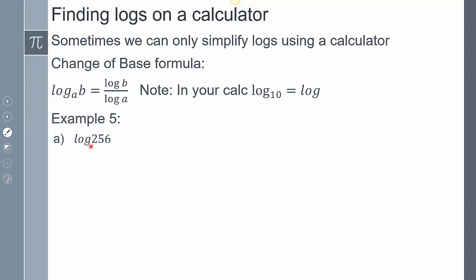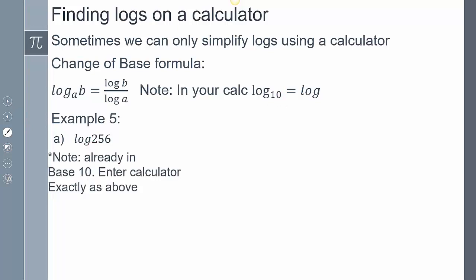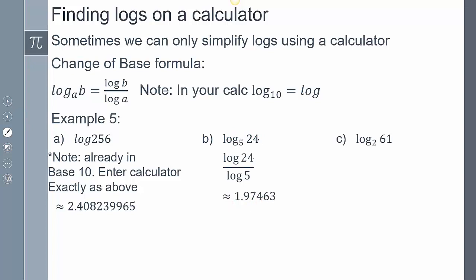Now because this is in base 10 and base 10 is in our calculator, I can just enter that straight into my calculator. Enter log 256, boom, there's my answer. But log base 5 isn't in my calculator. And so I'm going to use this formula here, log base a of b equals log b over log a. So I'm going to enter into my calculator log 24 divided by log 5. And so into that calculator I get 1.974.